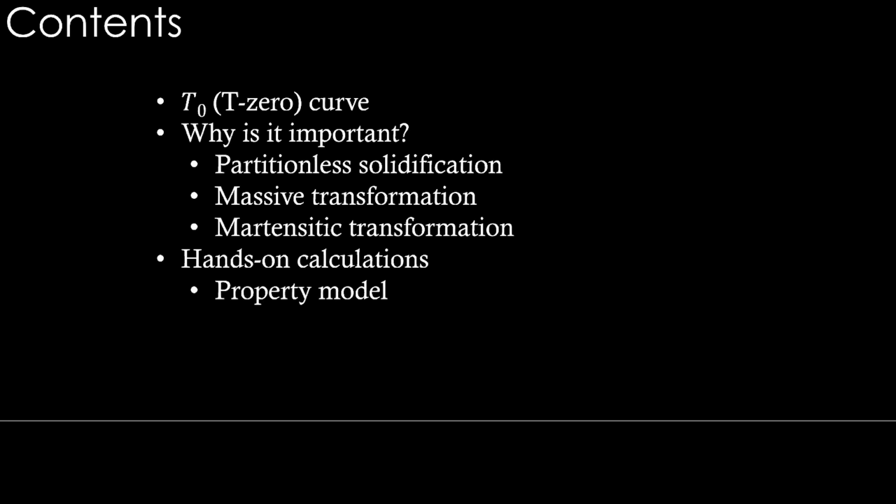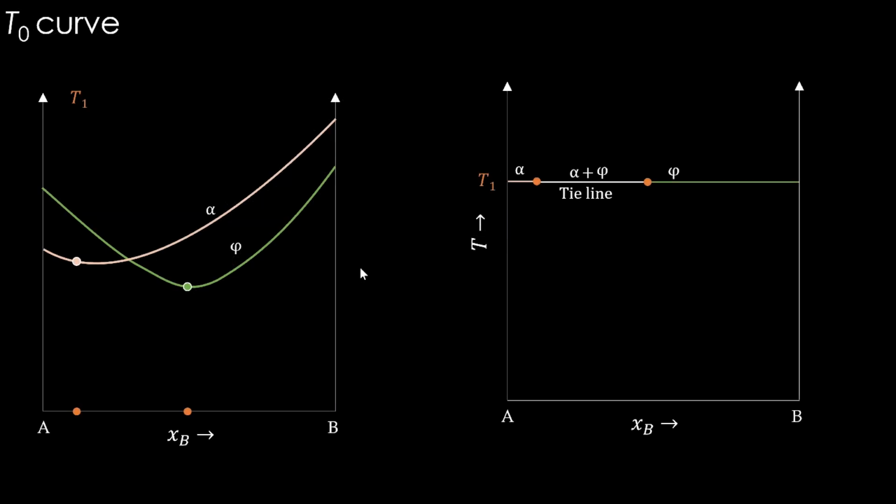Okay, so first we will see what this T0 curve is and why it is important, and then how to calculate it. We have introduced the T0 curve in one of the previous classes. This is a G versus X diagram for a particular AB system, and alpha and phi are the two phases in that. They join in this common tangent, and we take those points of common tangent, those compositions, and put them here and call it the two phase region and call that the tie line.